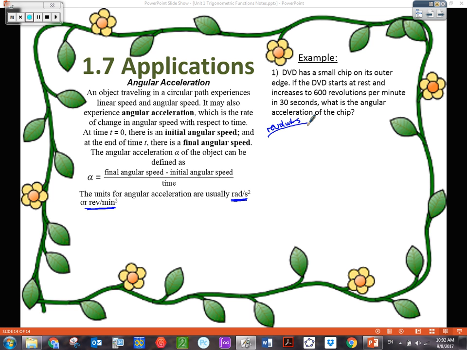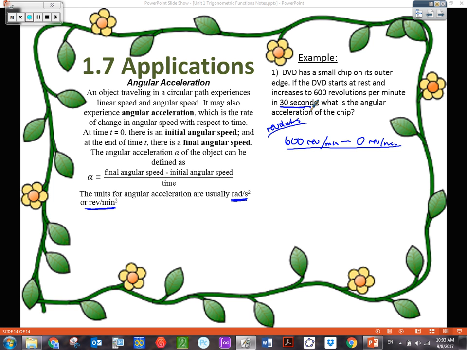Okay, so with revolutions, we want our final angular speed, or in this case they're just giving it to us in revolutions, so 600 revolutions per minute. And I'm putting the units in here. Do you have to? No. I just want to keep track of my units so that I don't make a mistake. Maybe I would have to convert or something. I don't want to mess with that. So 600 revolutions per minute. My initial speed was 0 because it wasn't moving at all, so 0 revolutions per minute. And that was all over the time.